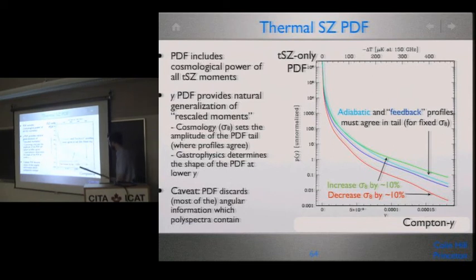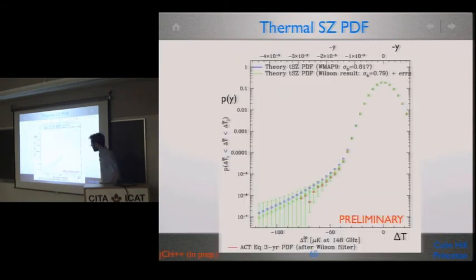So you can determine sigma 8 essentially from the tail of the PDF. And then as you go down to lower Compton-y values, you're getting signal from less massive, higher redshift objects for which the gas physics models disagree much more, which allows you to constrain the gastrophysics from that regime. So we've set about doing this with the ACT data.